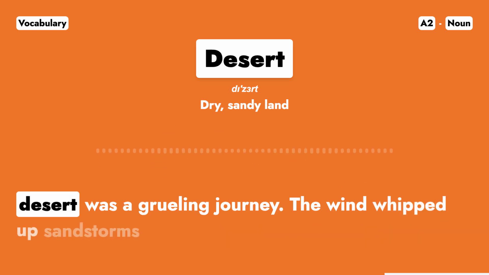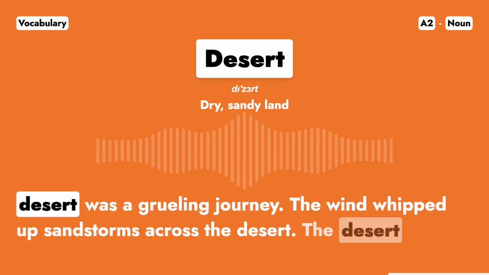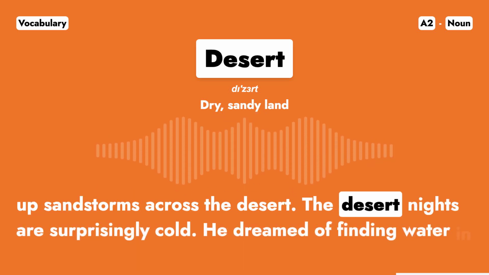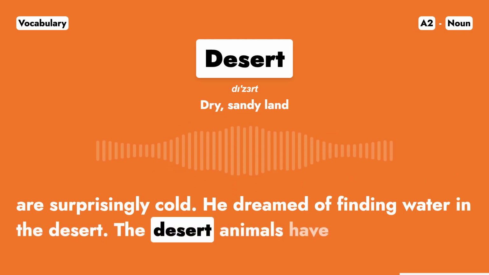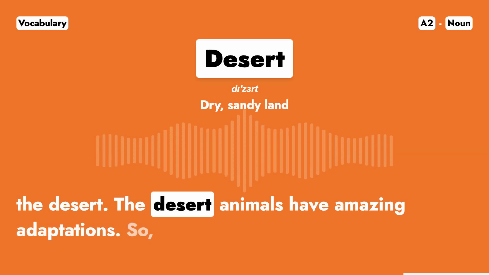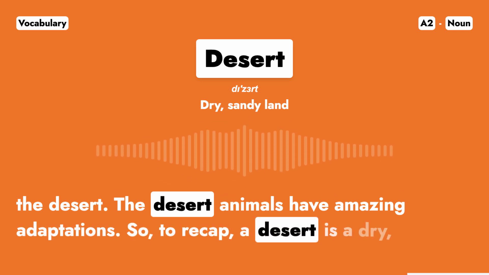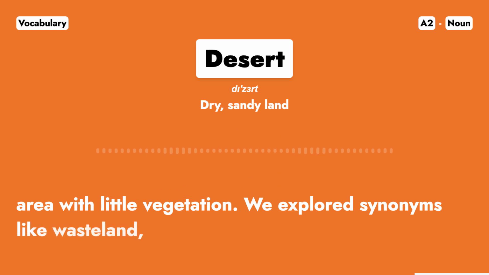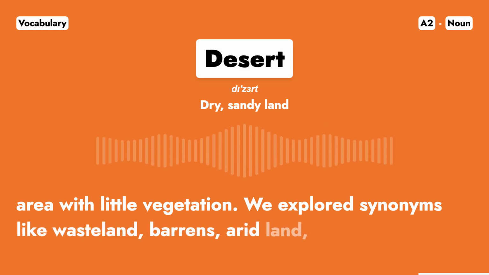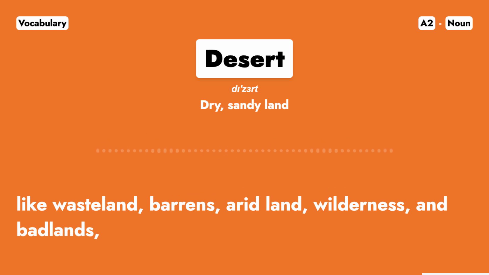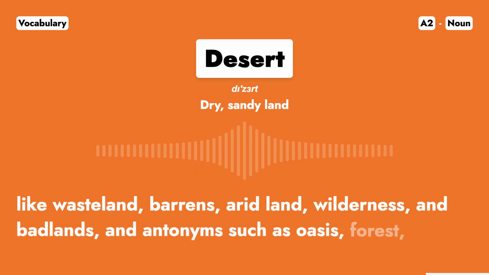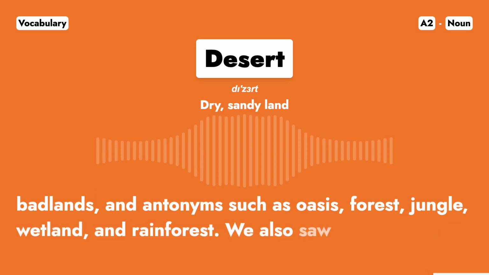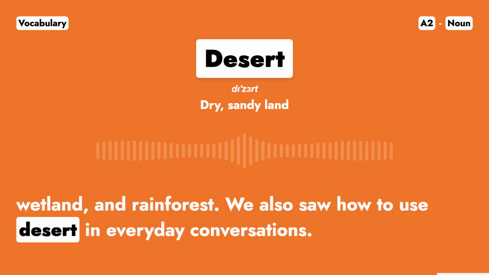The wind whipped up sandstorms across the desert. The desert nights are surprisingly cold. He dreamed of finding water in the desert. The desert animals have amazing adaptations. So, to recap, a desert is a dry, barren area with little vegetation. We explored synonyms like wasteland, barrens, arid land, wilderness, and badlands, and antonyms such as oasis, forest, jungle, wetland, and rainforest. We also saw how to use desert in everyday conversations.